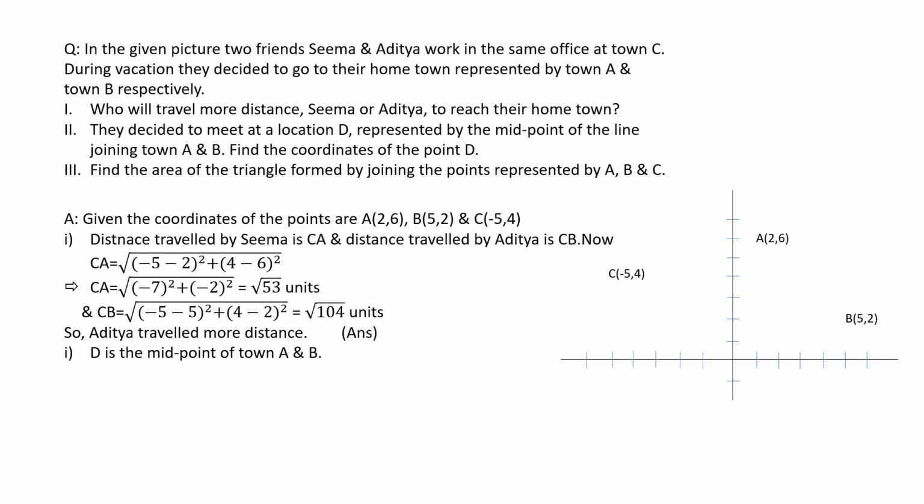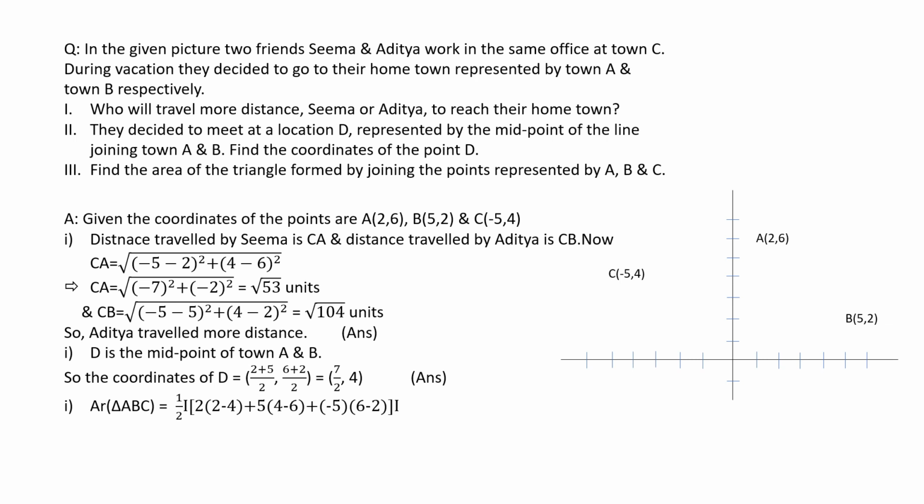Now in the second bit, D is the midpoint of the towns A and B. Now using the midpoint formula, we get coordinates of D as ((2 plus 5) by 2, (6 plus 2) by 2), which is nothing but (7 by 2, 4). The third one is the area of triangle ABC. Area of triangle ABC can be given as 1 by 2 determinant of 2 into (2 minus 4) plus 5 into (4 minus 6) plus (minus 5) into (6 minus 2), or it is nothing but 1 by 2 determinant of minus 4 minus 10 minus 20, or it is determinant of minus 34. That means it is 1 by 2 into 34, which is 17 square unit, is the answer.